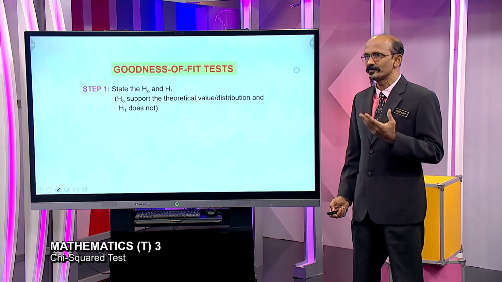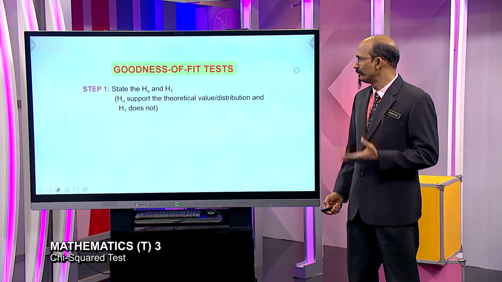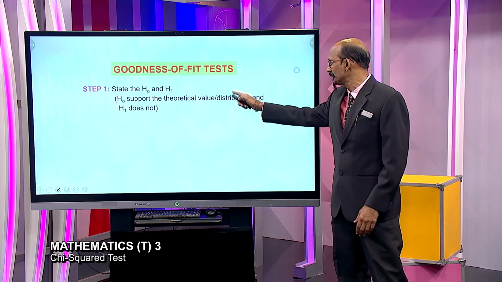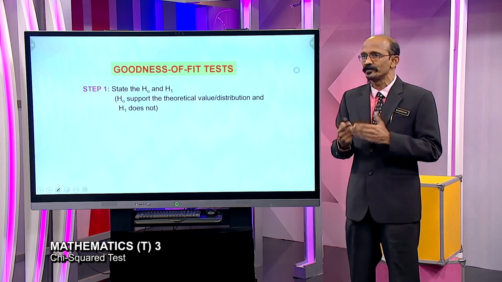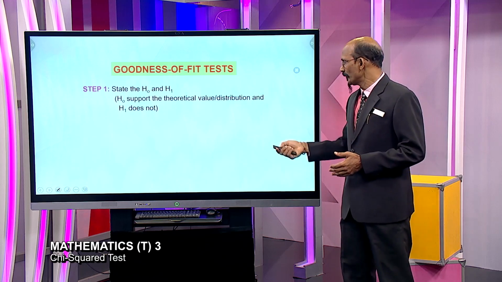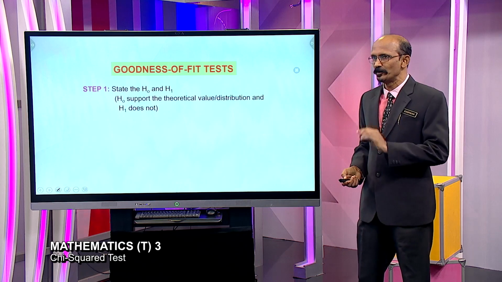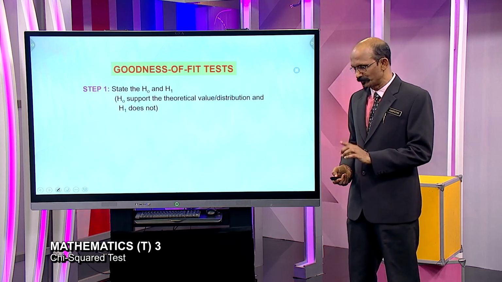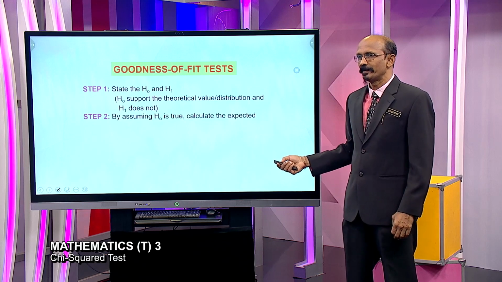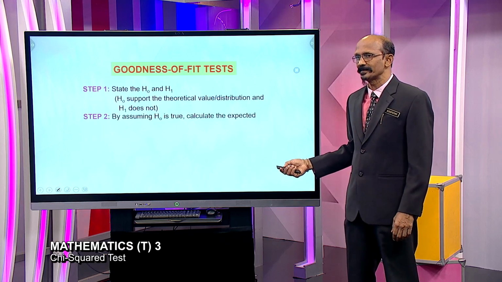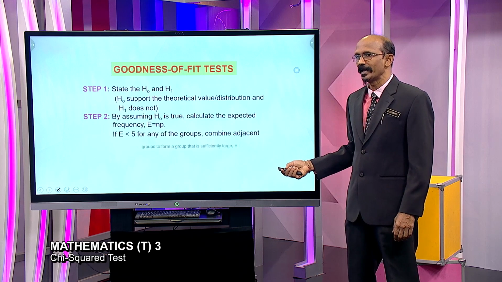So step 1, we state the H0 and H1. But here H0 refers to the theoretical value or distribution. That means the goodness of fit test is to test your distribution. H1 does not. That's all, very easy. Here we don't have any symbols, that's only the words we use. And then step 2, by assuming H0 true, we calculate the expected frequency by using the formula np.